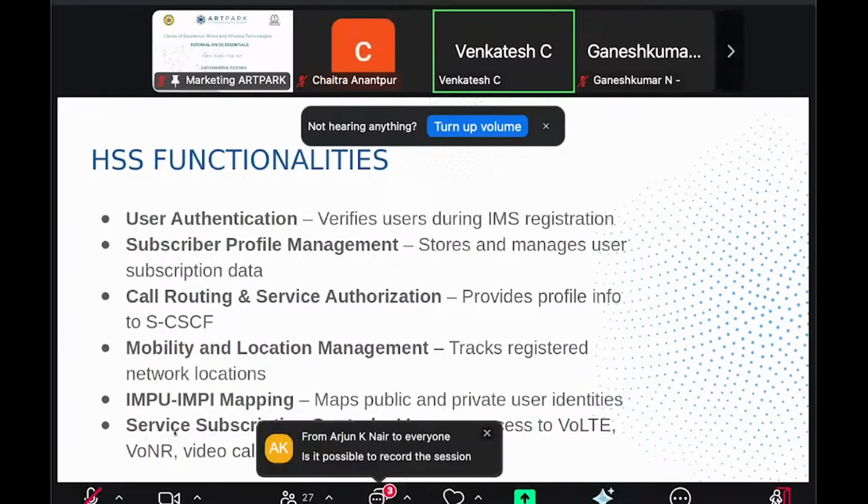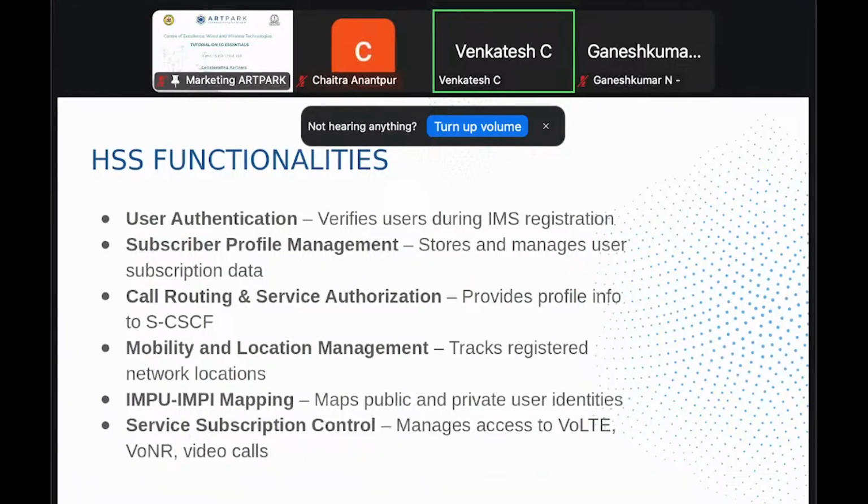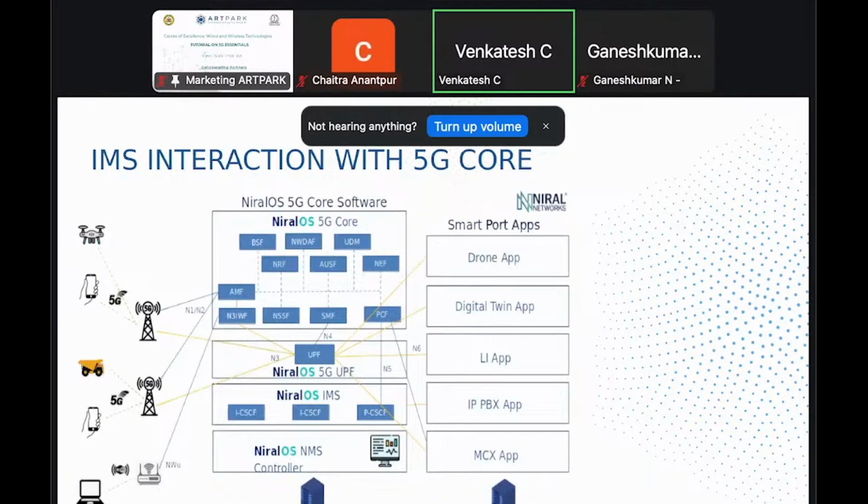Next is service subscription control. It manages access to VoLTE, VoNR, voice calls, video calls and other IMS services. It determines whether a subscriber is allowed to use specific IMS features or not.